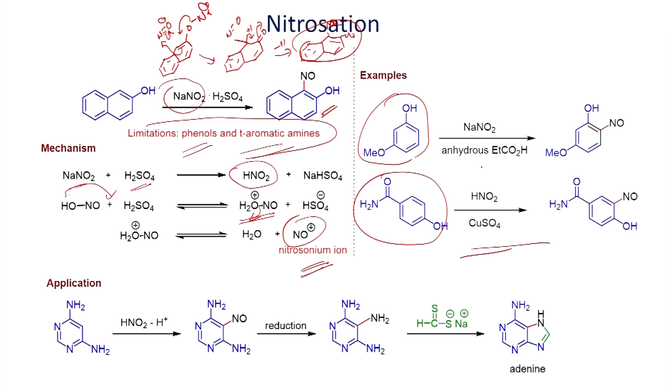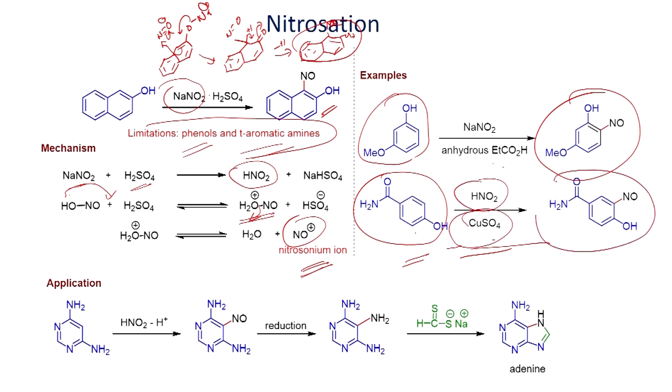Some examples are shown here, the reaction of sodium nitrite with this methoxyphenol. This reaction can be carried out in the presence of anhydrous carboxylic acid, and you can introduce the nitroso group. Similarly here, at the para position you have the amide, and this also can be carried out. When you carry out the reaction of this with HNO2 in the presence of copper sulfate, you can introduce the nitroso group. And here an application is shown: when you have this derivative heterocyclic compound, you can react with HNO2 in the presence of acid and introduce the nitroso group.